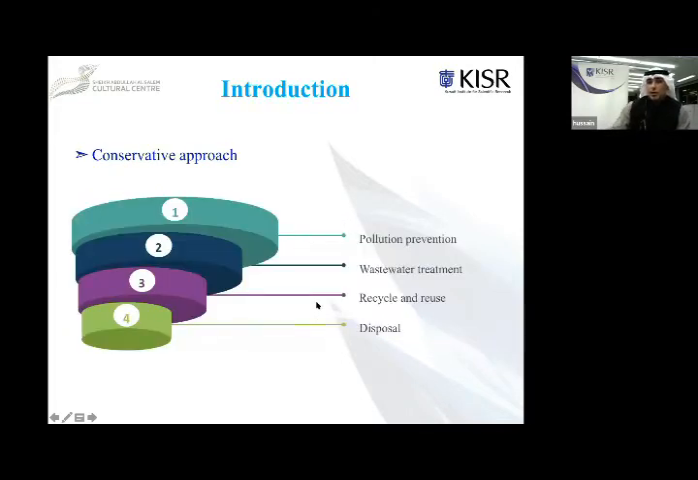That's another schematic diagram for the conservative approach, starting with pollution prevention, which is the closing cycle of water and wastewater, not allowing any discharge without regulation into the fresh or surface water, wastewater treatment, recycle and reuse, and the disposal.